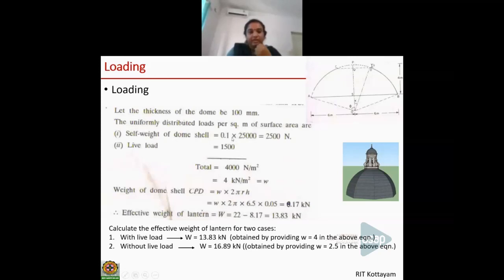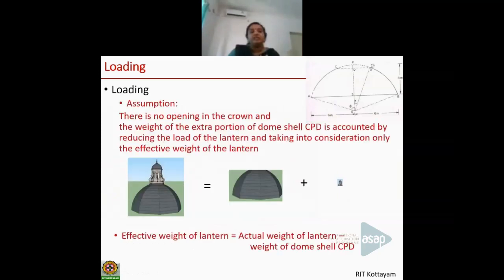So the textbook had made it complicated. We don't have to do this conversion and all. 0.1 just multiplied by 25, you'll get 2.5. Live load is 1.5. Directly add, you will get 4 kilonewton per meter square as the uniformly distributed load. Now, for this loading calculation, we need to make some assumptions.